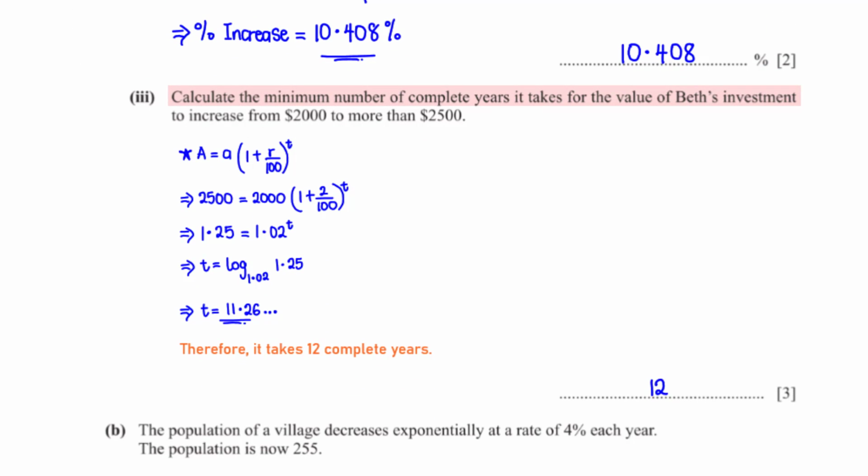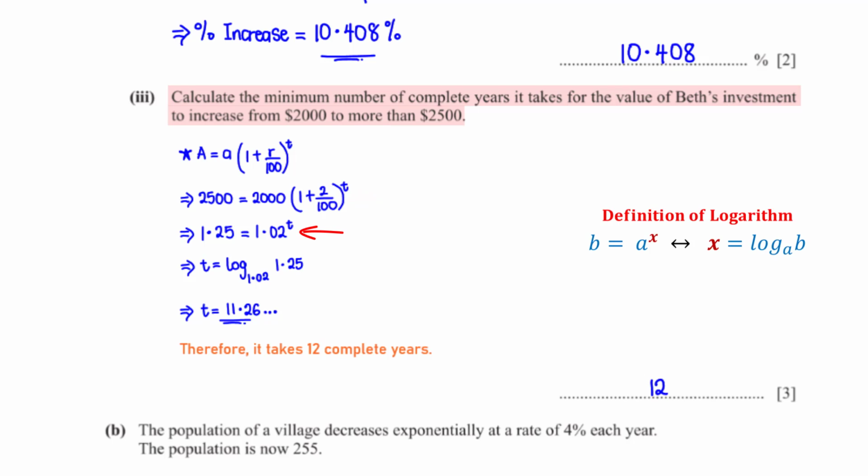Calculate the minimum number of complete years it takes for the value of Beth's investment to increase from $2,000 to more than $2,500. This time around, we need to find the value of t from the compound interest formula. Given that the final value of her investment is $2,500, the initial value is $2,000 and the rate is 2%. 1 plus 2 over 100 is the same as 1.02. And when we divide both sides of the equation by 2000, this is what we get.